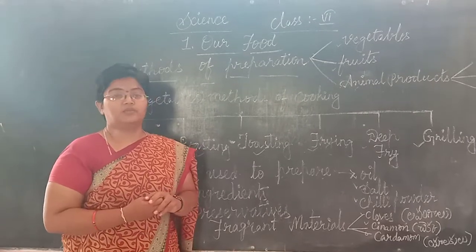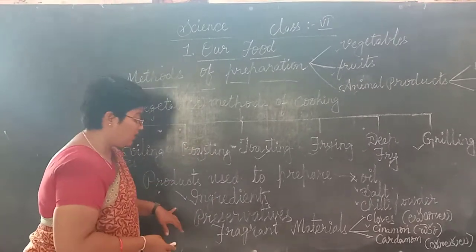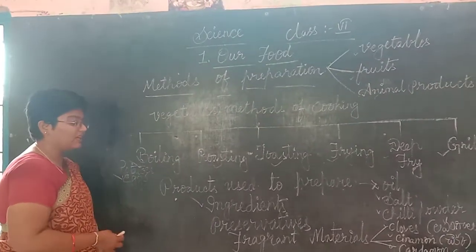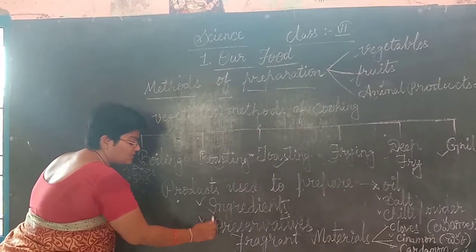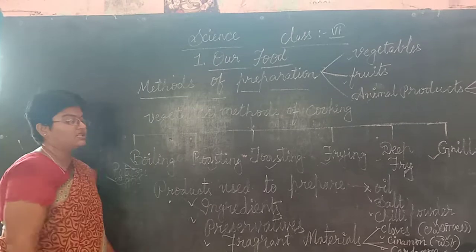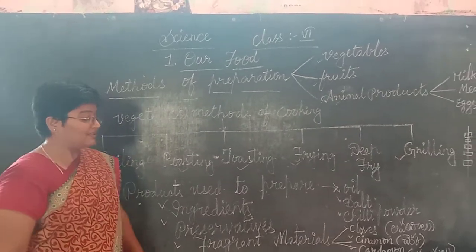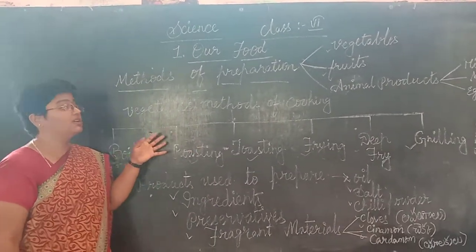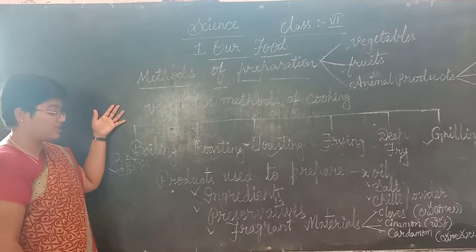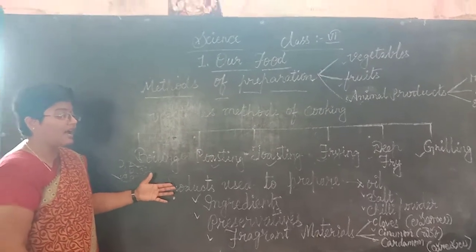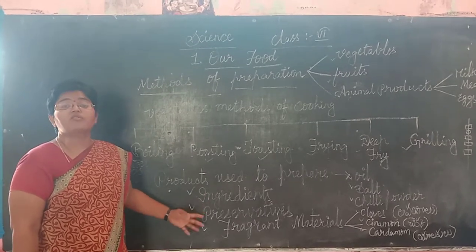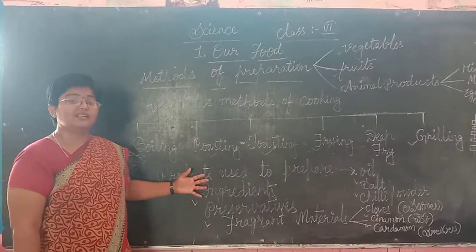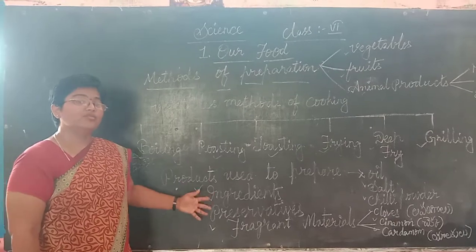These preservatives, taken in different quantities, make the food item stay for a long time. So what do we make use of in making food items? We make use of ingredients, preservatives as well as fragrant materials. I think you are very clear on the different methods of preparation as well as the items used in making different varieties of food items. Is it clear, children? Thank you for watching this.